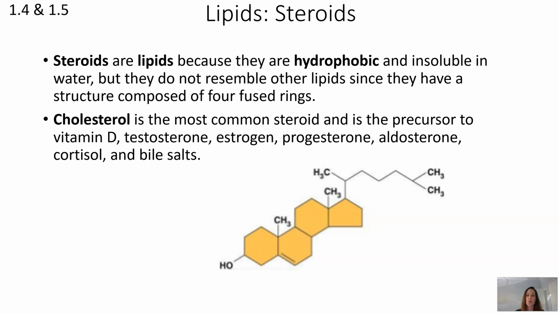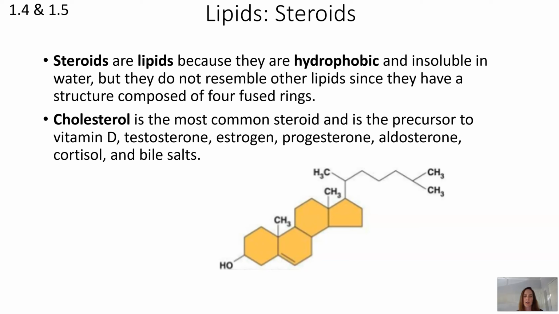But steroids don't resemble other lipids since they have a structure composed of 4 fused rings. Earlier we saw examples of lipids that have a glycerol backbone with 3 connection points, and we don't see that here in steroids. One of the most common types of steroids is cholesterol, and cholesterol is the precursor to all sorts of molecules, including vitamin D, testosterone, estrogen, progesterone, aldosterone, cortisol, and bile salts.